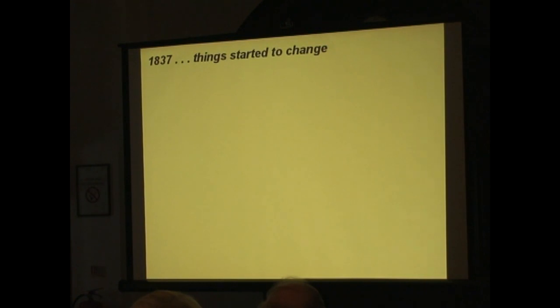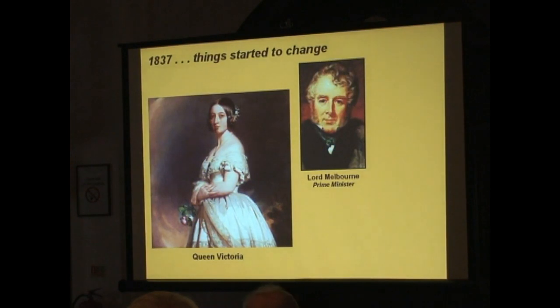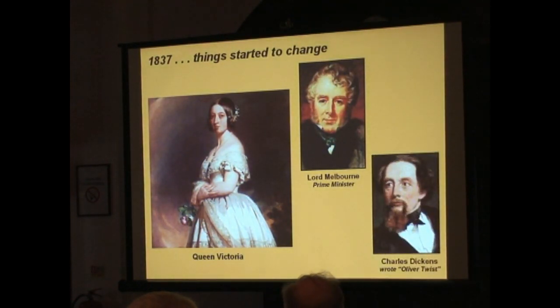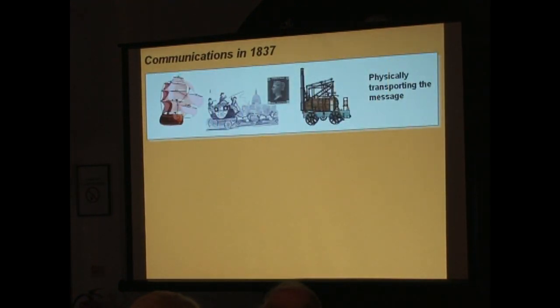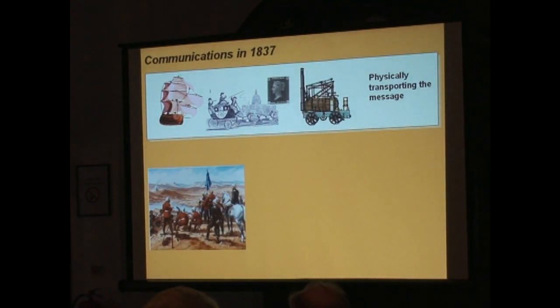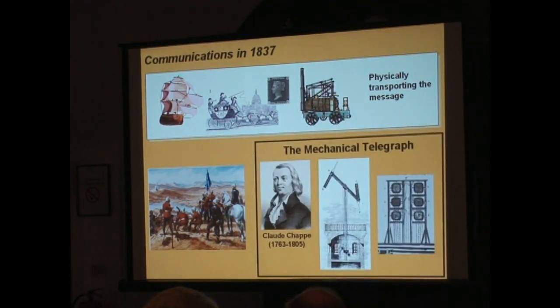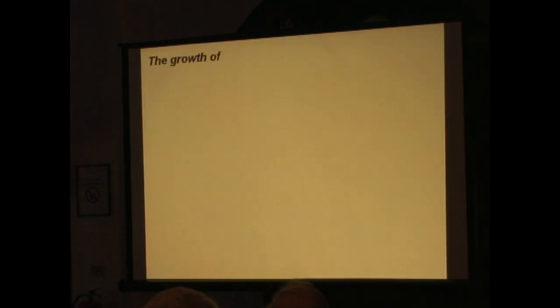So let's have a look around 1837, a bit before the telephone, I know, but things started to change in 1837. Yes, Queen Victoria was on the throne, Lord Melbourne was Prime Minister, Charles Dickens was writing books like Oliver Twist, but there were a couple of other things that were going on, because in 1837 we really still were doing a lot of our communication physically. We were sending the mail on coaches, we had started to see the arrival of the mechanical horse, the steam train. It was still important that we could communicate for our armed forces, and we were still using the mechanical telegraph. But things were happening, and this is what happened.